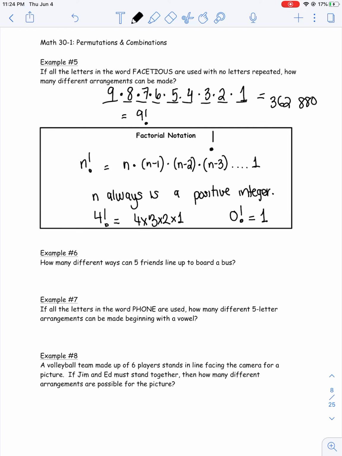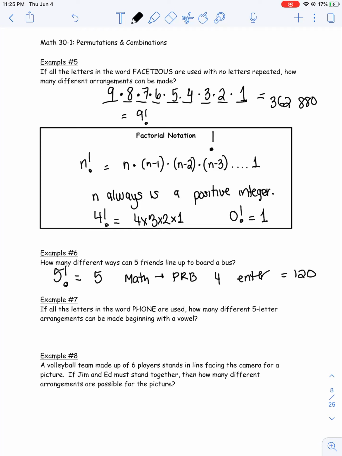Okay, so let's say you want to figure out how 5 friends can line up to board a bus. Well, again, we would normally have 5 spots with 5, then 4, then 3, then 2, then 1, counting down as we put them in a lineup. Or we can press 5, press math, go to the right until it says probability, and then press number 4, enter, and that gives us the answer of 120. So that's the same as saying 5 factorial: 5, 4, 3, 2, 1, multiplied.